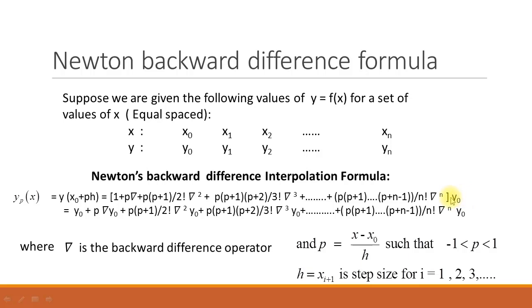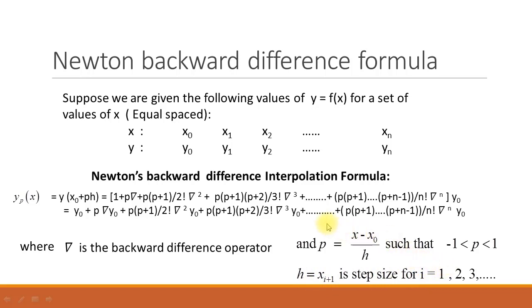And if you multiply y0 to this expression, we get y0 + p∇y0 + p(p+1)/2! ∇²y0 + p(p+1)(p+2)/3! ∇³y0 + and so on, plus p(p+1)(p+2)(p+3) and so on, up to (p+n-1)/n! ∇ⁿy0, where this ∇ is the backward difference operator, and p is the parameter which is given by (x - x0)/h, such that p lies in the range between -1 and 1, and h is the step size given by x_{i+1} - x_i for i = 1, 2, 3 up to n.